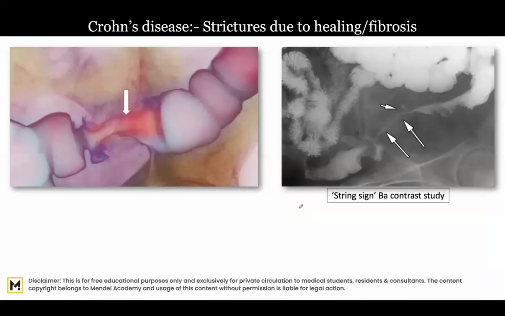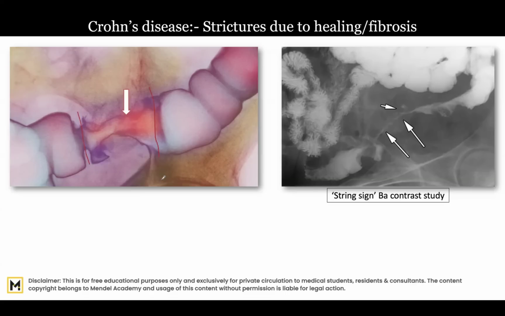Now, because of the transmural inflammation, what happens is there is fibrosis, and that leads to stricture formation. Now, this is a complication of Crohn's disease, and you will see a typical string sign on barium contrast study, which means at the level of the stricture, the dye does not pass and only trickles down and causes what is called a string sign. Now, this could be another indication for doing a surgery here and getting rid of the stricture.